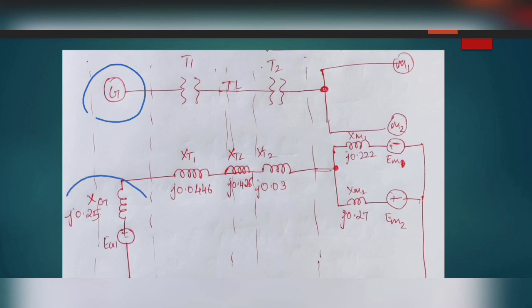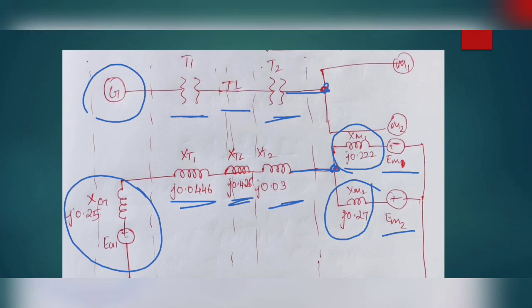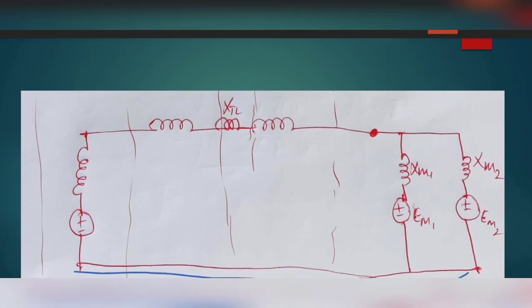Next is drawing the reactance diagram. For the generator, a reactance in series with the induced EMF is represented here, and then the transformer reactance. This is the transmission line reactance and this is the transformer T2 reactance. This is the reactance of motor M1 and EMF, and this is the reactance of motor M2 and EM2. Now the shape of the diagram could be different, but the connections must be the same. You can also draw this diagram in this way, representing the motor reactance and EMF in the reactance diagram.